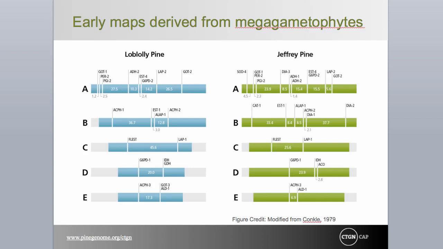Both RAPDs and AFLPs are dominant markers. That is, only one allele may be detected, the other appearing as a null. The megagametophyte tissue is ideal for these markers because it is haploid, and both alleles can be determined, i.e., a marker is either present or absent. These markers are not as useful in diploid crosses where the null allele is often not detectable. We will discuss this further in the next section on full sib crosses.